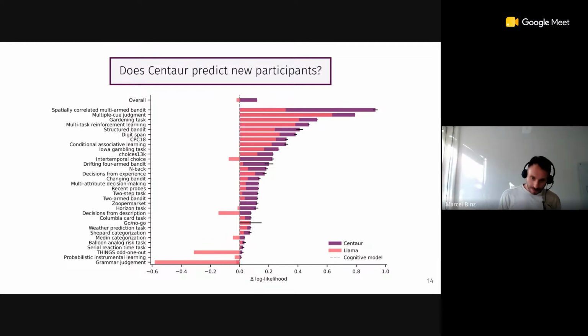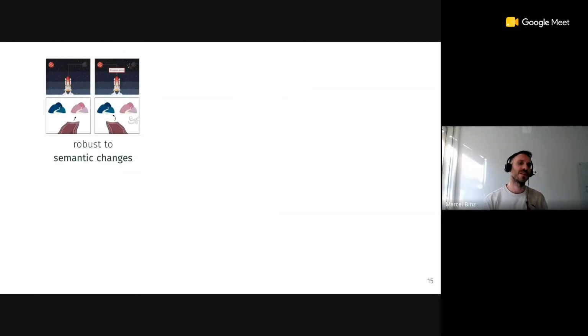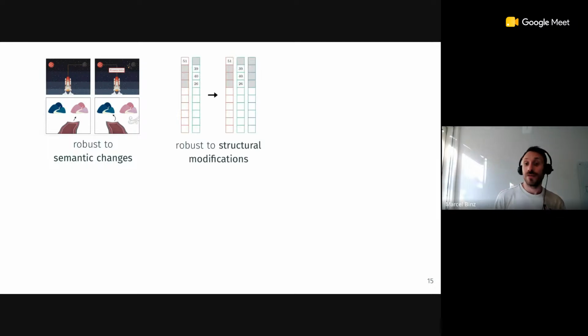So this is perhaps the most obvious thing we can do, right? These are all experiments that are part of the training data, but they were done by new participants here. So the amount of generalization is fairly limited. But in the paper, we then stress test Centaur on a series of increasingly complex out-of-distribution scenarios. We showed that it's robust to semantic changes in the underlying cover story, so we can change the framing to a different story, and we find that Centaur still produces human-like behavior even in unseen cover stories. We found it's also robust to structural modifications in the underlying problem.